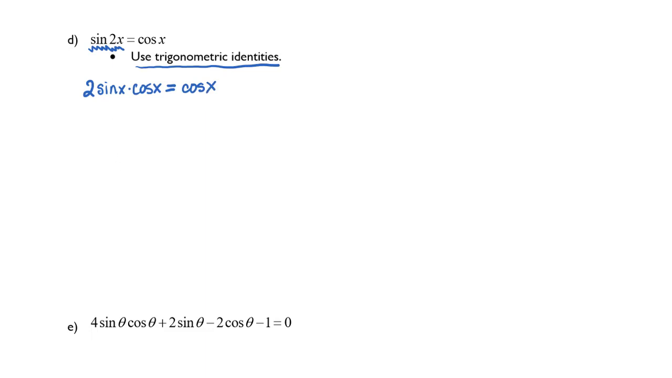Now remember, I'm trying to figure out where these two sides are equal to each other, and I'm solving an equation. This is not an identity where it says prove anything. So I'm going to take cosine of x and divide it by cosine of x on both sides.